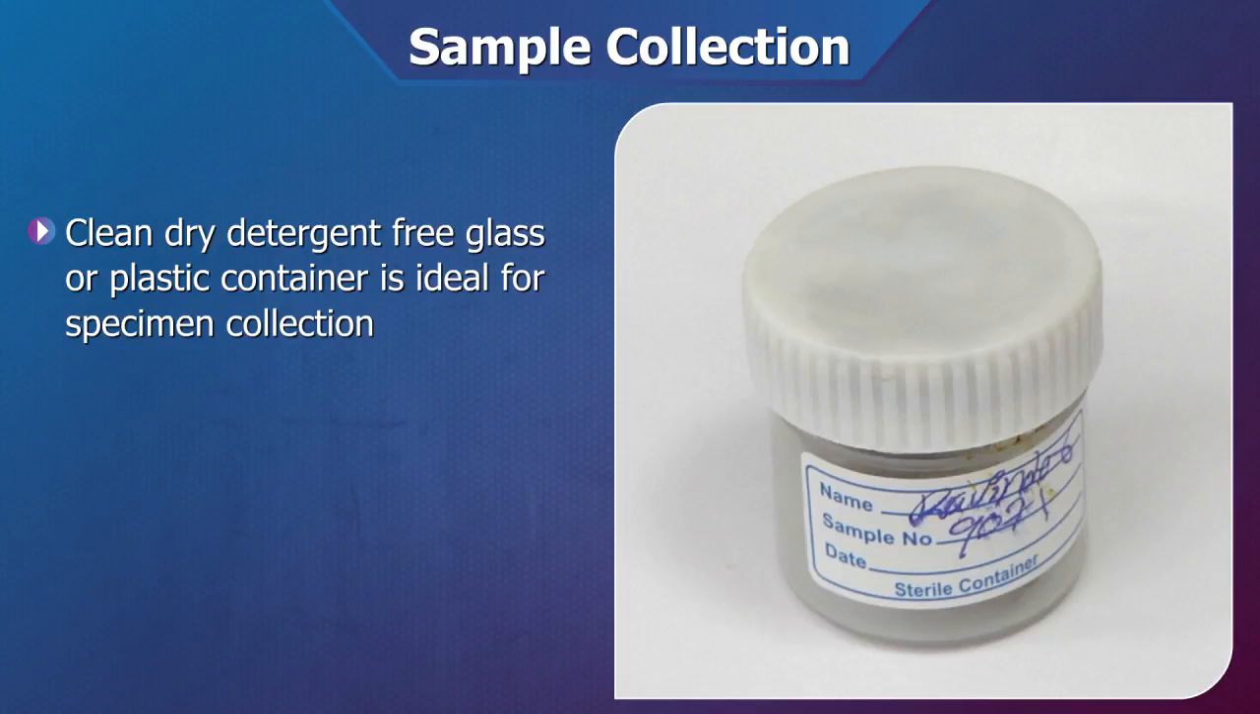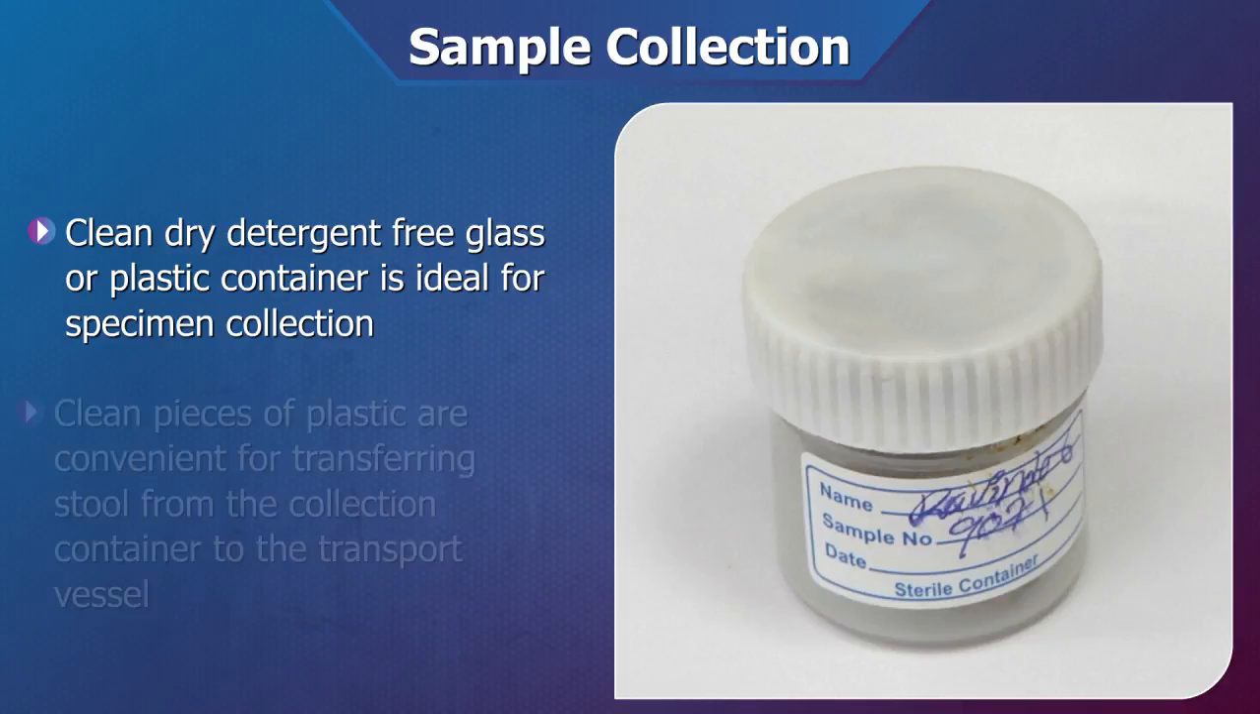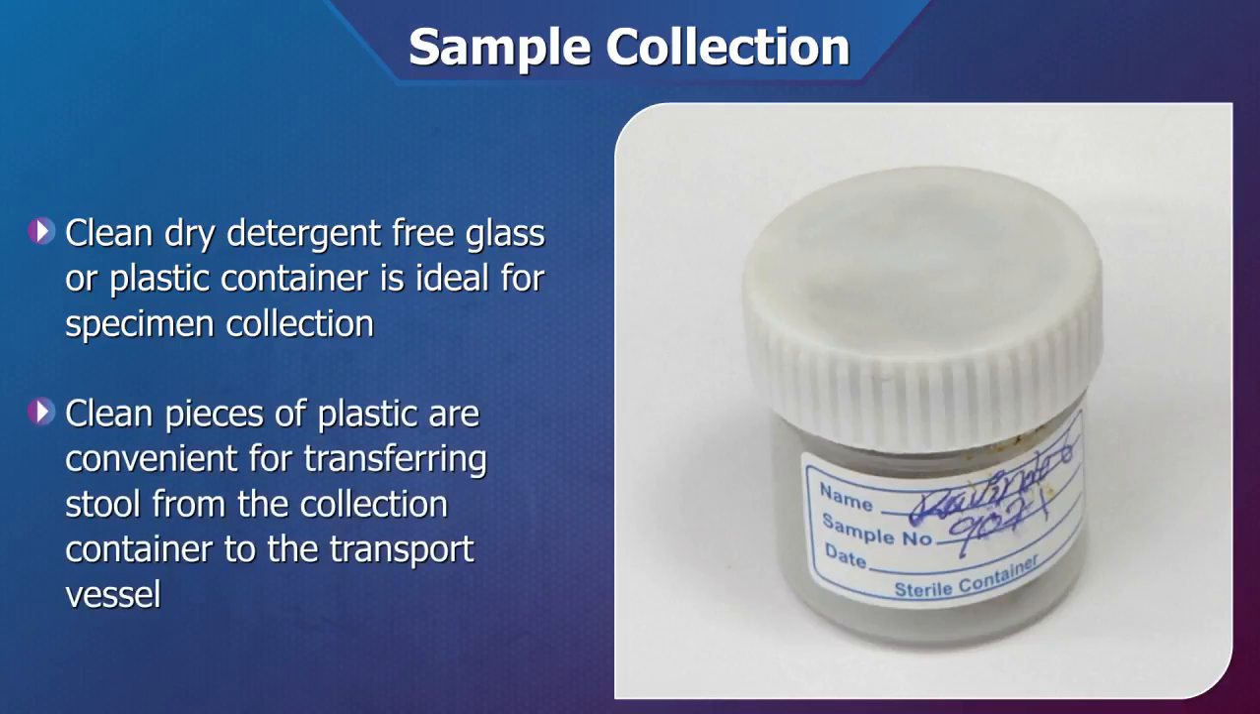A clean, dry, detergent-free glass or plastic container of a suitable size is ideal for collection of the specimen. Urine should not be passed simultaneously into the collection container. Clean pieces of plastic are convenient for transferring stool from the collection container to the transport vessel. The stool samples should be collected from different areas of the formed stool.